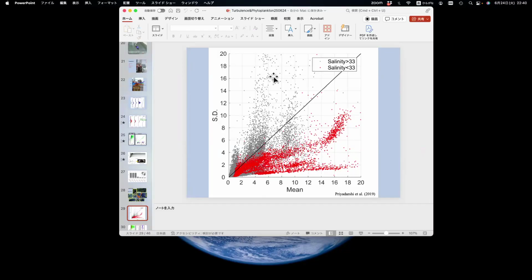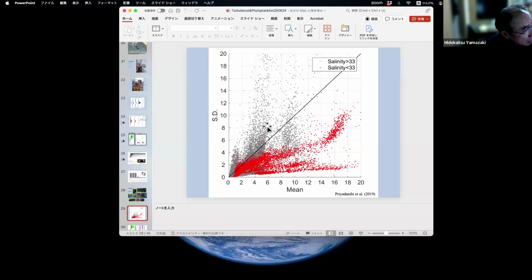Well, yeah, we know that because these guys, high CV, these guys are from a place like Kuroshio. Kuroshio is really, really high CV, which means strong signal is emanating from very small spots.